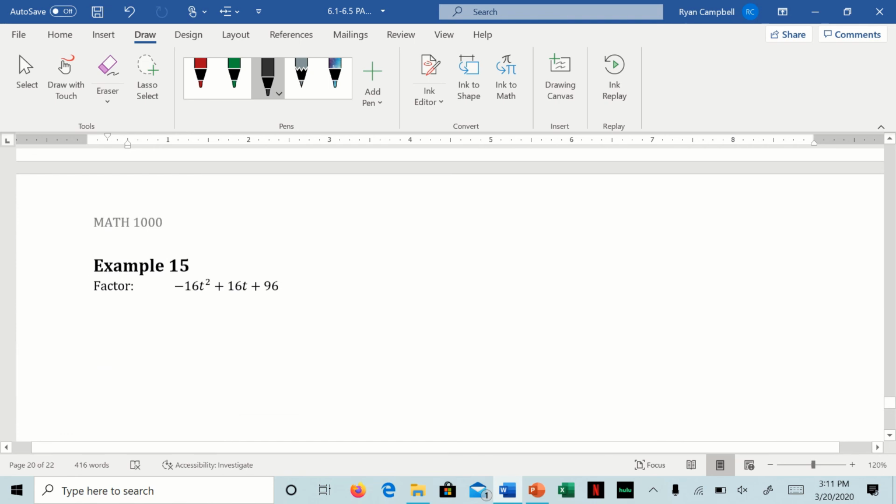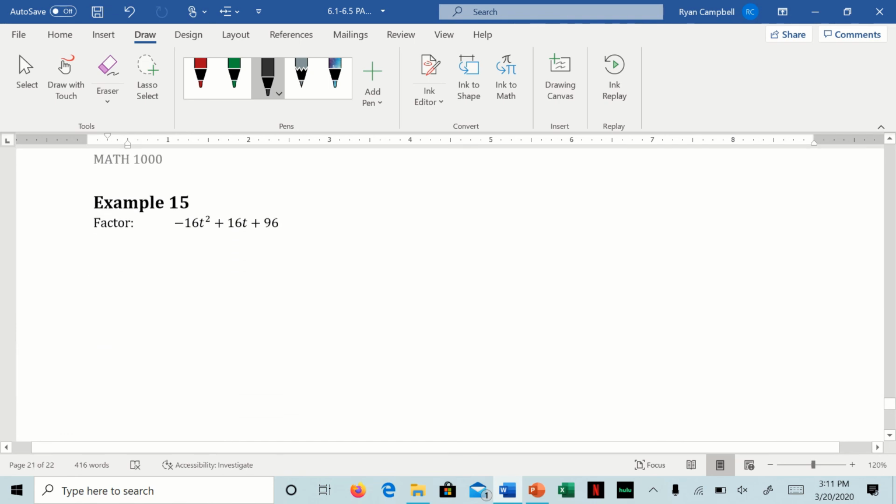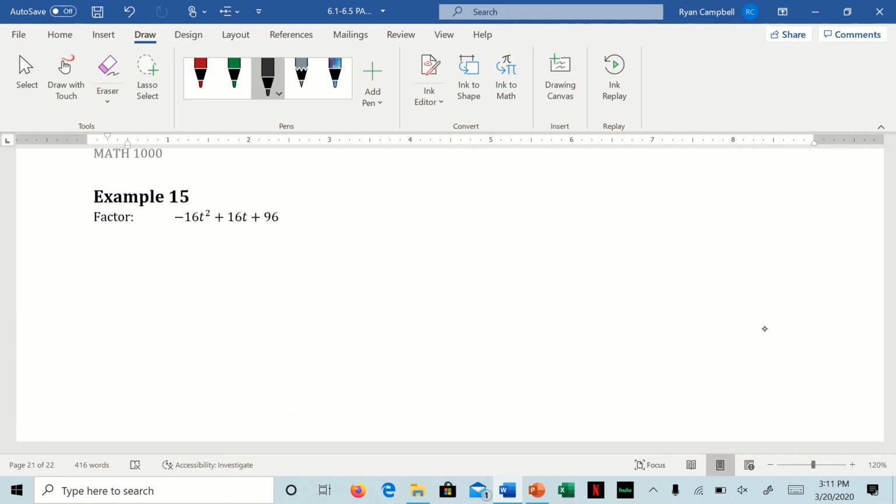All right, last one, and then we'll be done with this video. All right, -16t squared plus 16t plus 96. Again, these are going to be t's this time, not x's. So make sure everything goes into t's. This is not a 1, so let's factor out the greatest common factor. We can see that there's no variable that's going to work for all of them, but hopefully some of us can see that 16 will work.